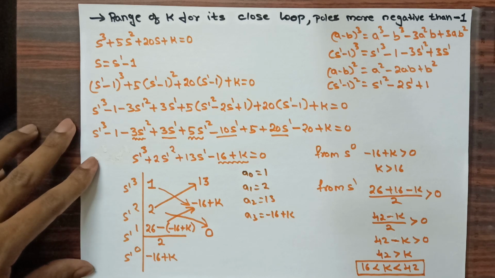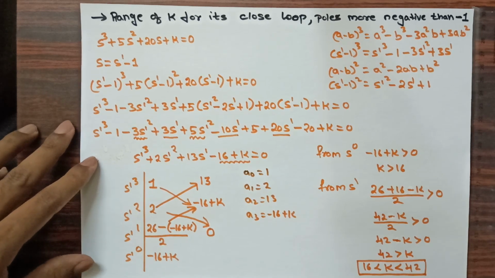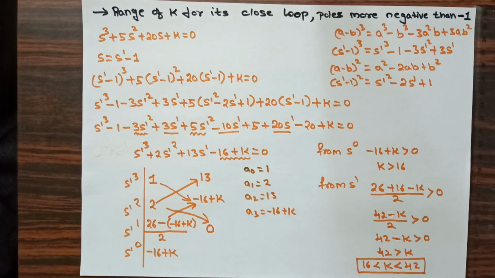Now you can see the range of k for closed loop poles, and you can see this is the range of k for poles more negative than minus 1, that is 16 less than k less than 42. The system is going to be stable between these values, that is 16 less than k less than 42.